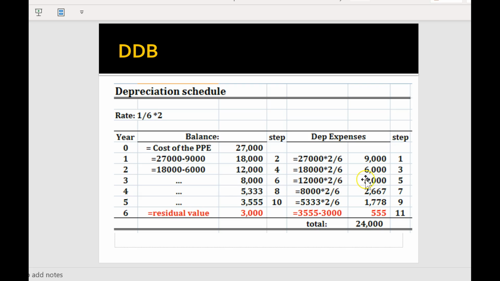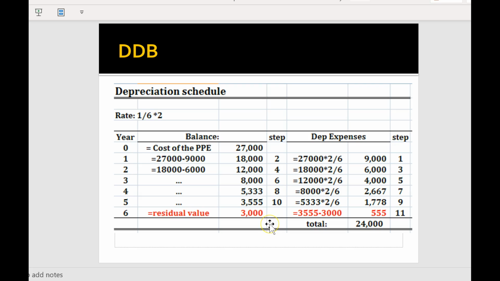Okay, that gives us the ending balance, sequence 4, 12,000 for this asset. We move to the next cycle. We use the 12,000 to multiply by the rate, give us the expense, and it tells us the ending balance, and so on and so forth. So you're just repeating my sequence 1, 2, 3, 4, 5, 6 until step 9 or sequence 9. Okay, the last year. Last year is a little bit tricky. A lot of my students would be using 3,555 multiplied by 2 over 6. If you do that, that would result in a different and incorrect balance of the machine.